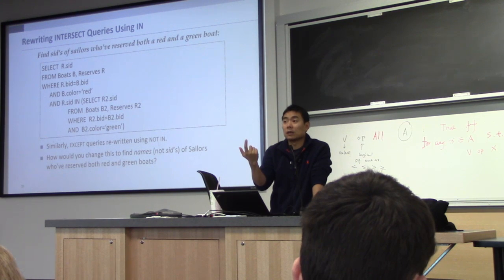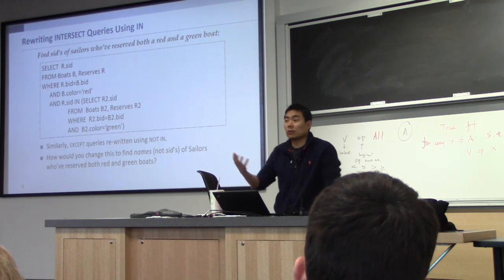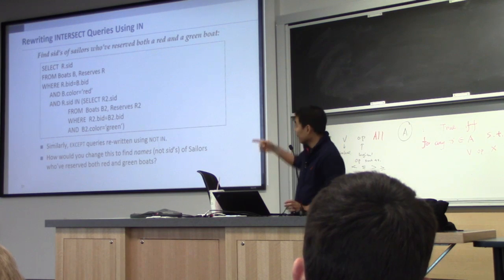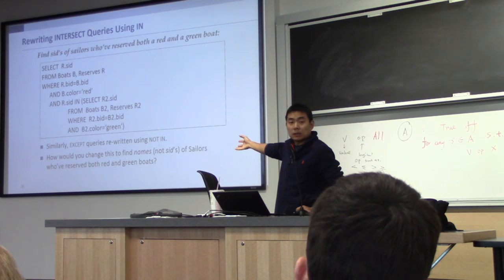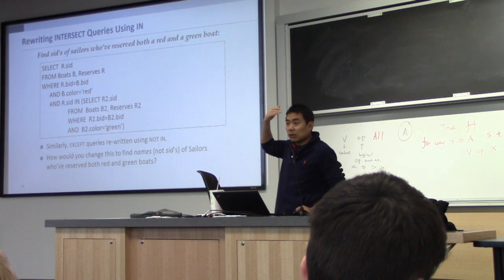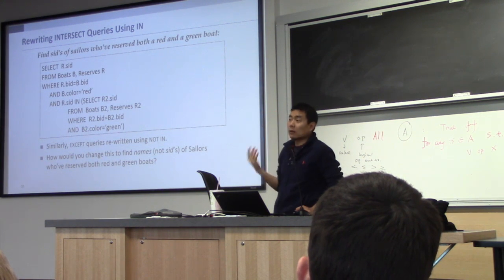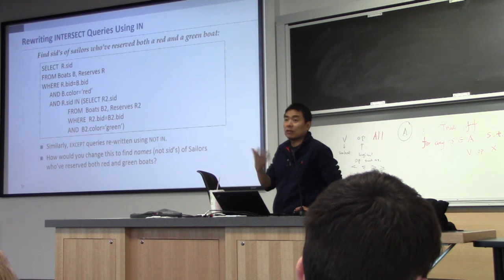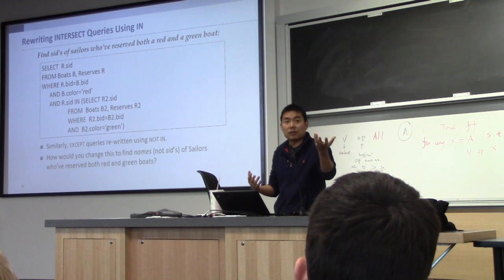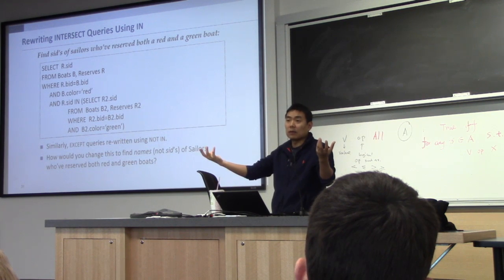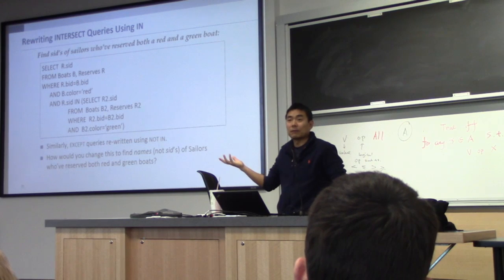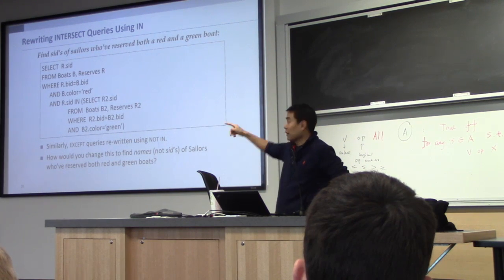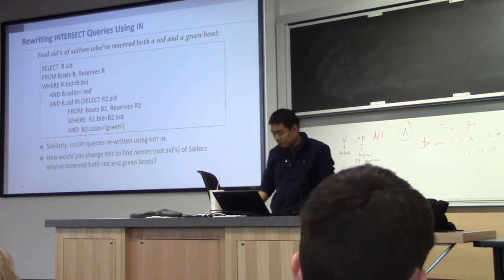Yet another way of doing this query is to use the keyword in. So the idea is as follows, okay? If you look at this outer block, it's very simple. It basically finds all the sailors who have reserved a red color boat. So that's what the outer block is doing. This part. I'm doing a join between boat and reserve. I'm enforcing the condition that color must be red.